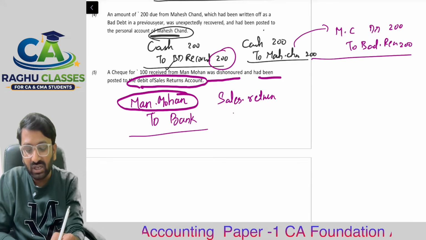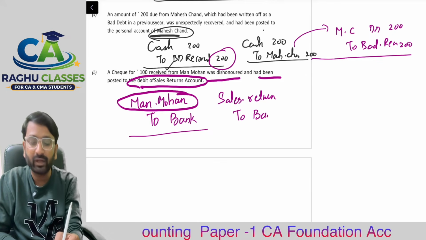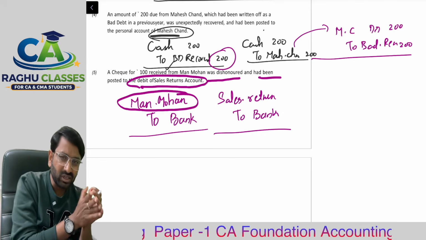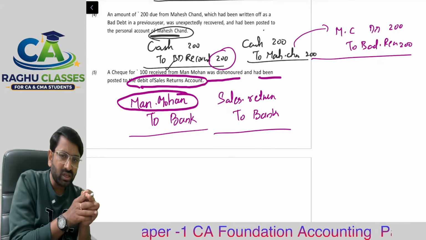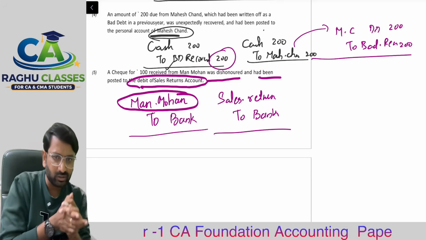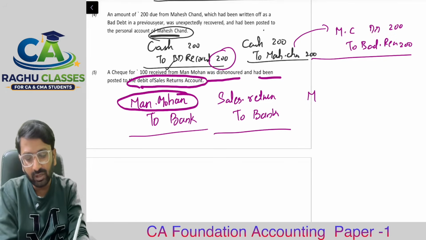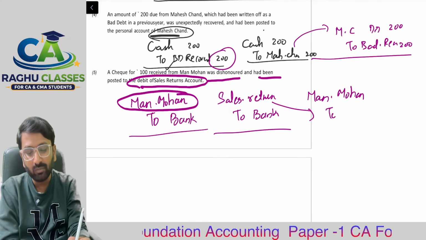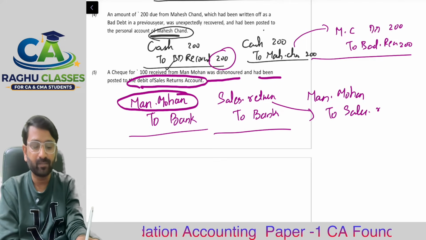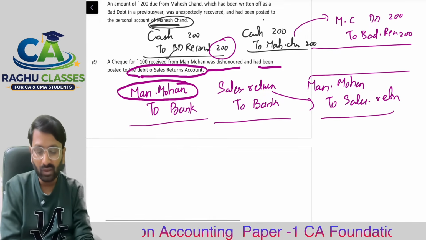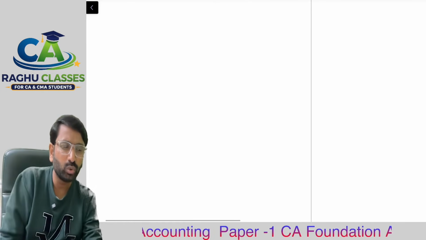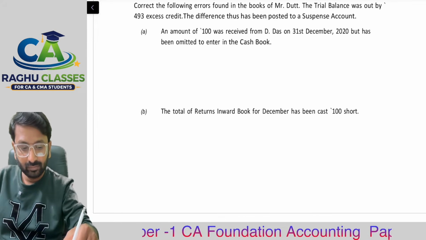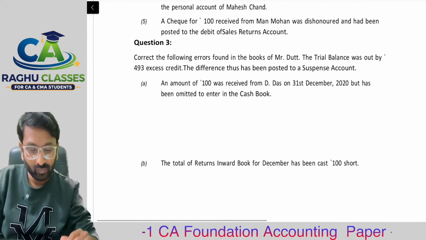So instead of posting to the debit of Manmohan account, they have posted to the debit of sales returns account. So can we say the wrong entry will be sales return account debit to bank. There's no problem in recording, so bank account is done correctly. But while posting, instead of Manmohan, they posted to sales return. So now the rectification entry will be Manmohan account debit, and cancel the returns. Manmohan account debit to sales returns. Clear? Okay, this is how we are going to do rectification of errors. Yeah, we'll move on to the next question.